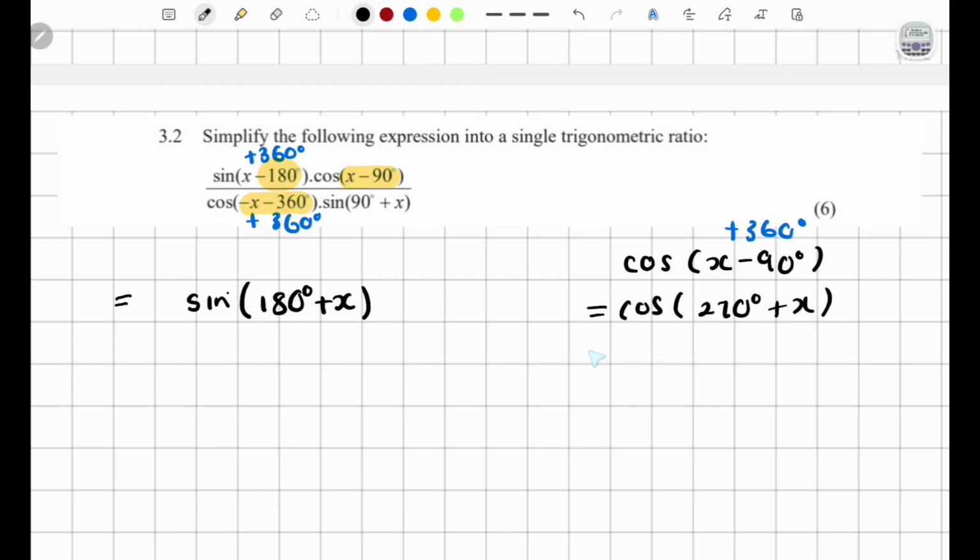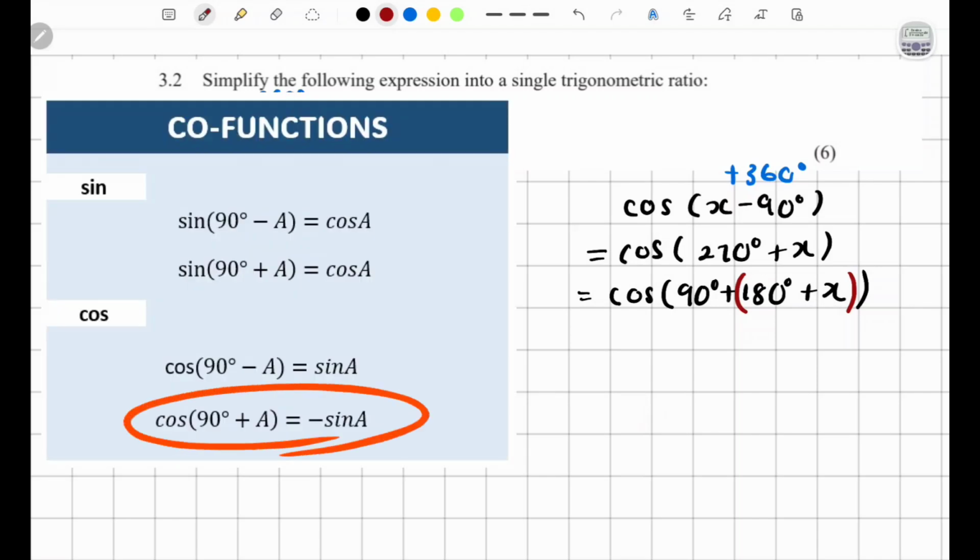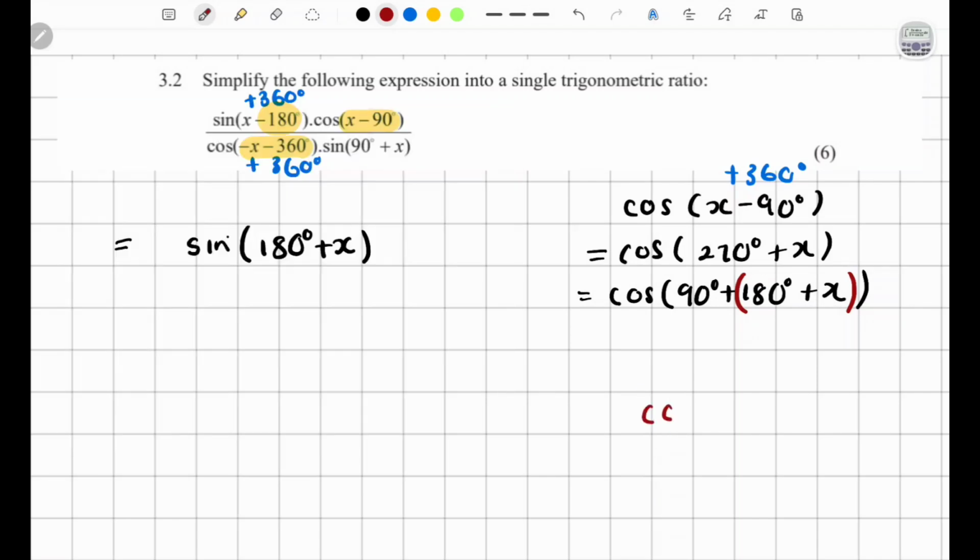So what we're going to do is remove a 90 degrees from this. We're going to rewrite 270 degrees as 90 degrees plus 180 degrees, and then we still have plus x. Then it's like grouping these two together. Do you remember the cofunction that says, and I'm going to put it up here, do you see that cofunction? Right? So if you know that cos of 90 degrees plus a simplifies to negative sine of a, then that's how that's going to simplify.